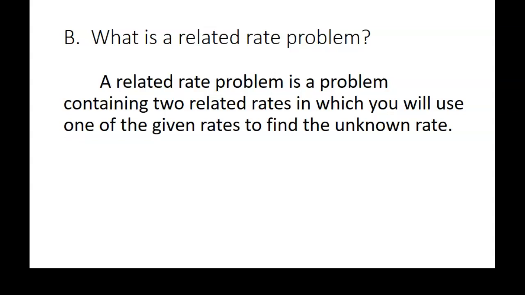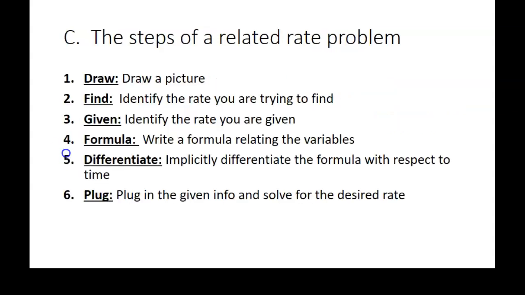What is a related rate problem? A related rate problem is a problem containing two related rates in which you'll be given one of the rates and your job is to find the other one. Okay, so if I give you the rate of change of the radius, you should be able to find the rate of change of the area, for instance. So it's a word problem where you have two rates and you use one rate to find another rate.